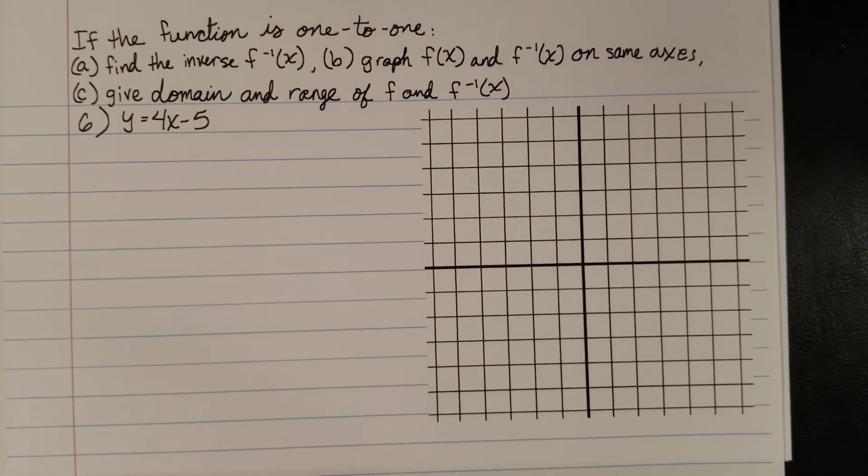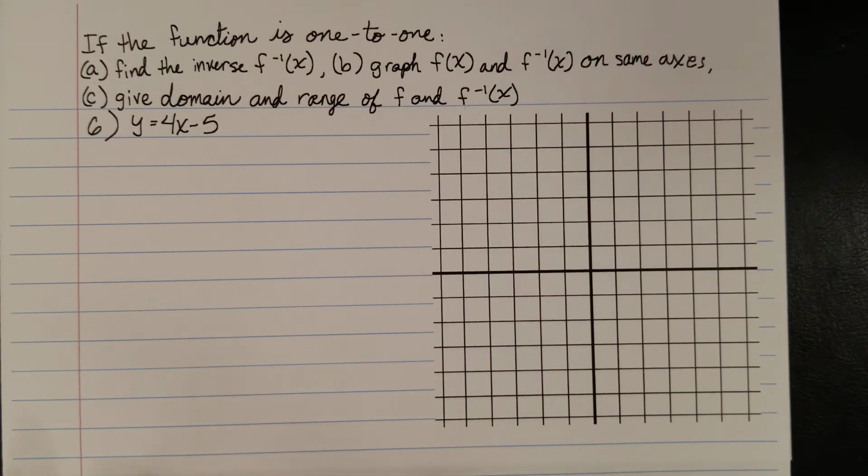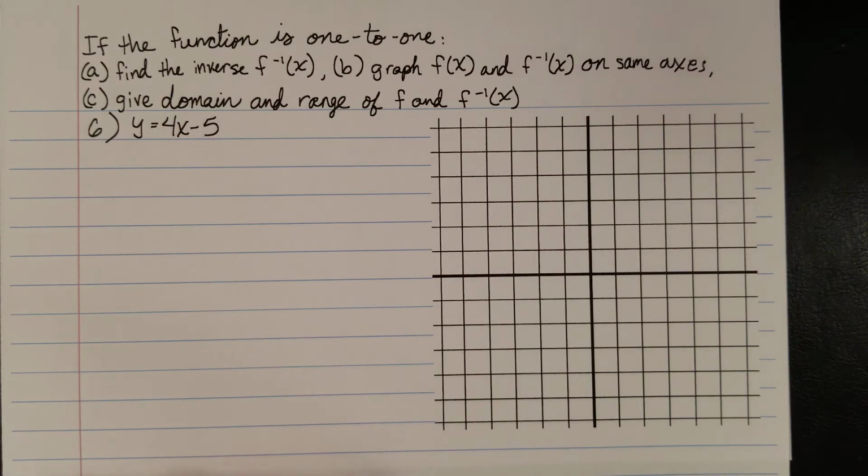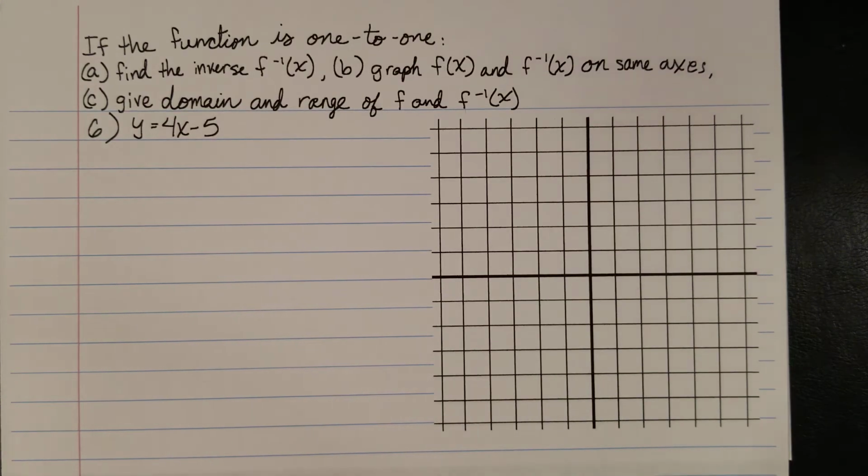So next, if the function is 1-to-1, find the inverse, graph them both on the same axis, and give the domain and range of each. Okay, so y equals 4x minus 5. Well, what type of graph is that? That's a linear function. It's a straight line. Y equals mx plus b. So is it 1-to-1? Yes, it is.